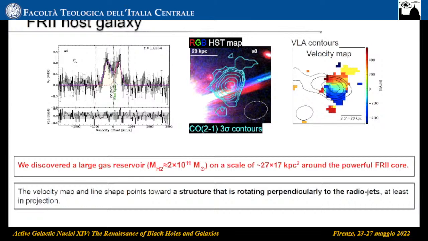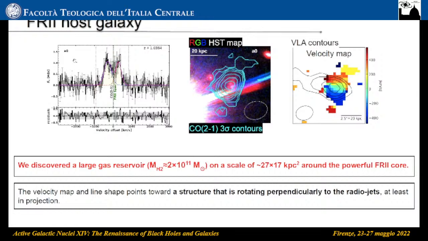So as I said, we detected a strong emission line from the host galaxy of the FR2, from which we derived a molecular gas mass of 2 times 10^11 solar masses, distributed on tens of kiloparsec scale around the host galaxy, beyond the optical emission of the host galaxy, that is this one. And from the velocity map, we can also see a gradient of the gas velocity that is perpendicular to the radio jet. So this gas is rotating, at least in projection, perpendicularly to the radio jet.